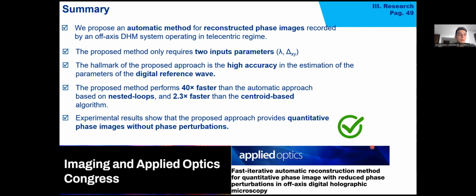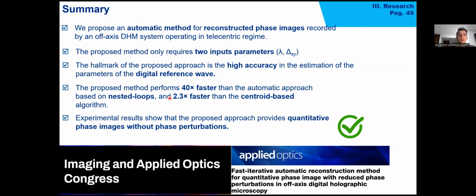This is the summary. We propose an automatic method to reconstruct phase images recorded by an off-axis digital holographic microscopy system operating in telecentric regime. The proposed method only requires 2 input parameters and, of course, the hologram. The hallmark of the proposed approach is the high accuracy in the estimation of the parameters of the digital reference wave.